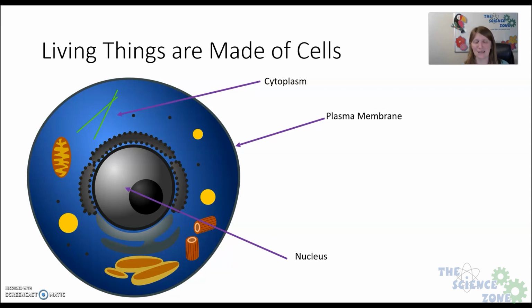This is the plasma membrane. What this is similar to is the inner membrane of your naked egg. The plasma membrane is what we call selectively permeable. Permeable meaning that something can go through it, but it's selective, meaning that it's only going to allow certain things.